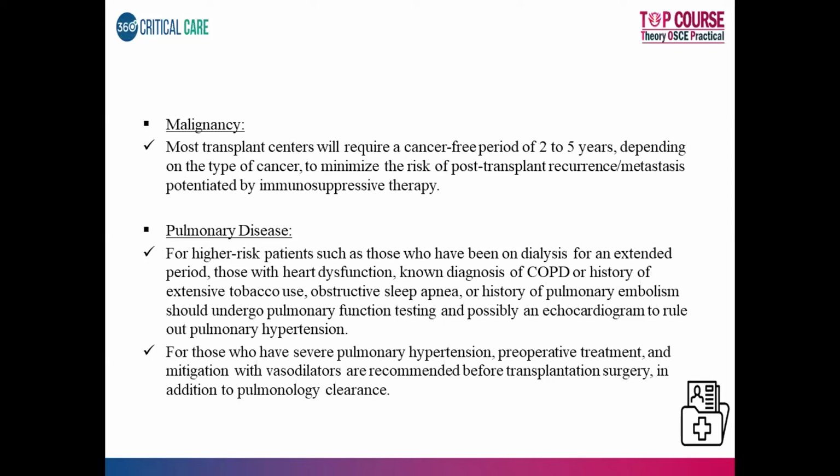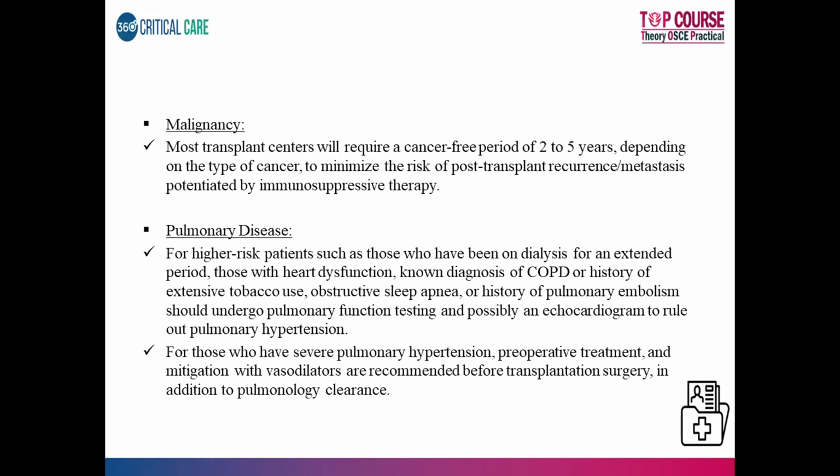Okay. So coming to the pulmonary diseases. So which patient should undergo pulmonary function tests preoperatively? Okay. So first, if the patient is on dialysis for an extended period of time, those patients have to undergo pulmonary function tests. Second, if the patient has any heart dysfunction or a known case of COPD, or if the patient has a history of extensive tobacco use, obstructive sleep apnea, or a history of pulmonary embolism, these are the patients who have to undergo pulmonary function tests and should undergo an echocardiogram to rule out pulmonary hypertension.